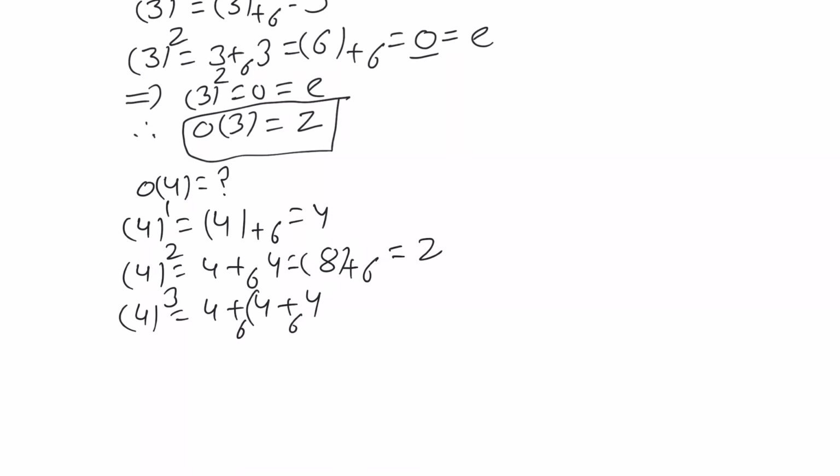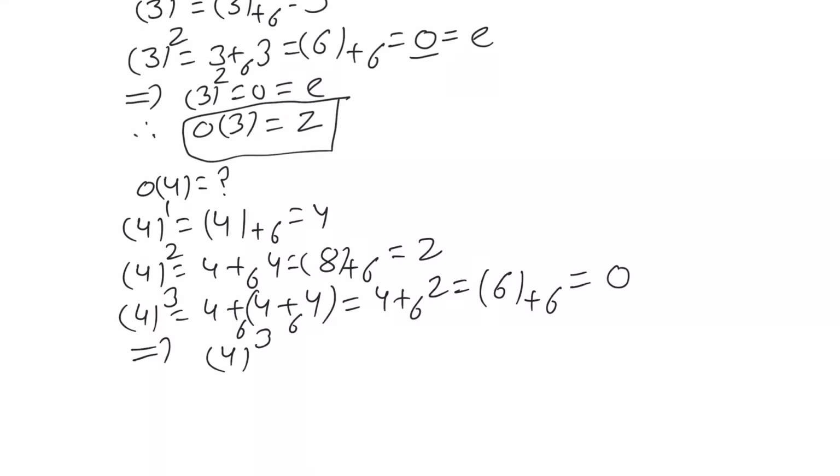Now we have to use the associativity. 4 + 4 from the above we'll get 2. So this will be again 4 added to 2 is 6. So this will be 0. This implies that 4 cubed is equal to 0, which is the identity. This implies that the order of 4 is equal to 3.